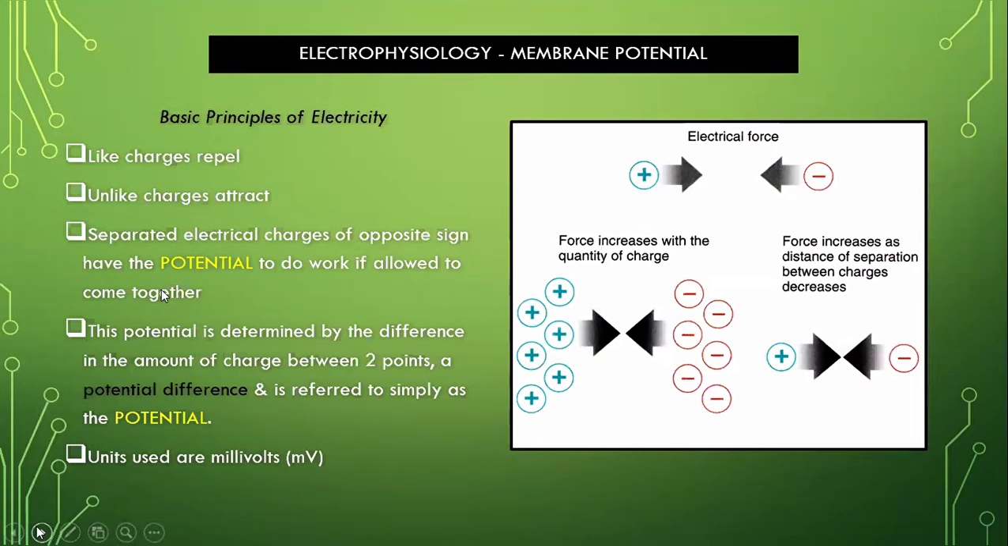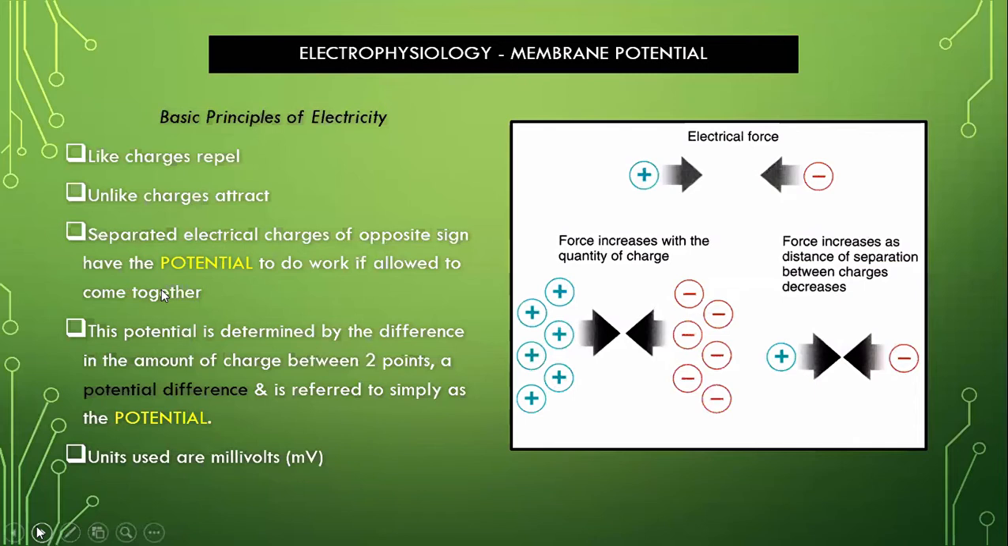Basic principle: like charges repel, unlike charges attract. Same as man? Male and female attract. Supposed to be male repels, but nowadays it's no longer true, right? Male and male attracts, female and female attracts. That is, it doesn't follow the basic principle that like charges repel and unlike charges attract.